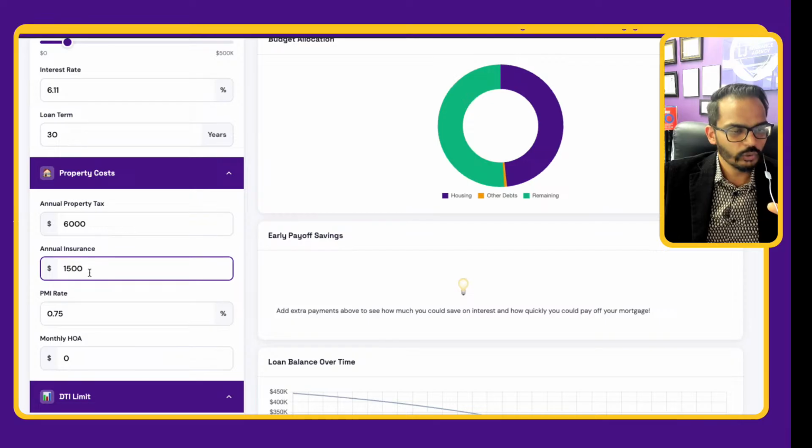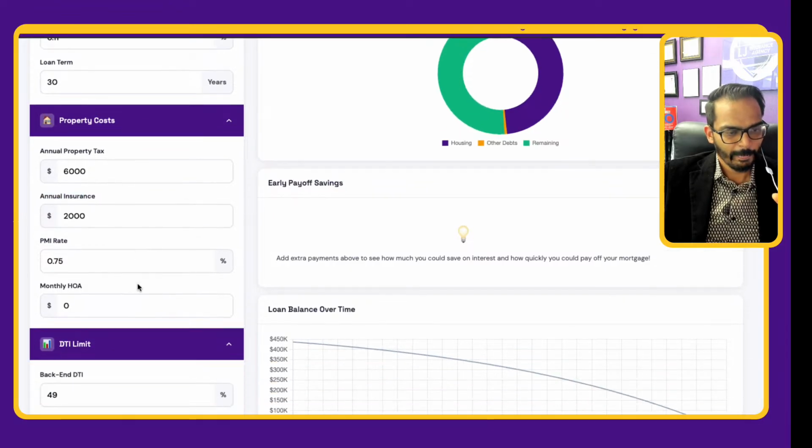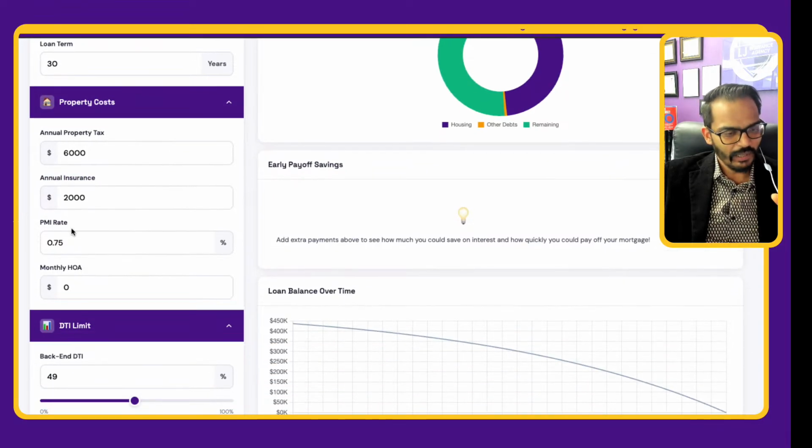Your annual insurance, this is your home insurance. We left it at $1,500 flat here, but you can always increase it. The bigger the house, the more insurance premium it will be. So let's say it's $2,000 for the whole year. This is annual, right? PMI rate, I will leave it as is, 0.75, no issues there.